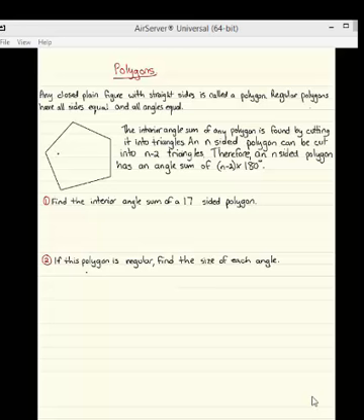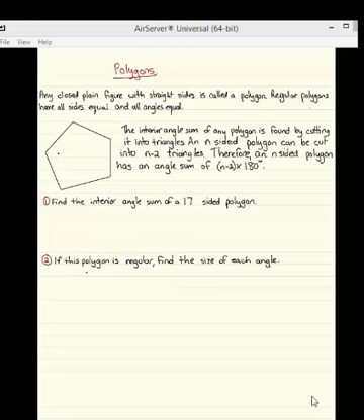Polygons. So polygons are any closed figure that's got straight sides. So these are your squares, rectangles, triangles, but also your higher ones, so hexagons, nonagons, decagons, etc. If they're called regular, so a regular hexagon or a regular heptagon or whatever it is, what that means is that all the sides are equal and all the interior angles are equal as well.